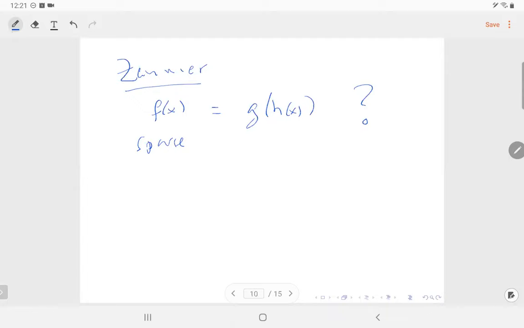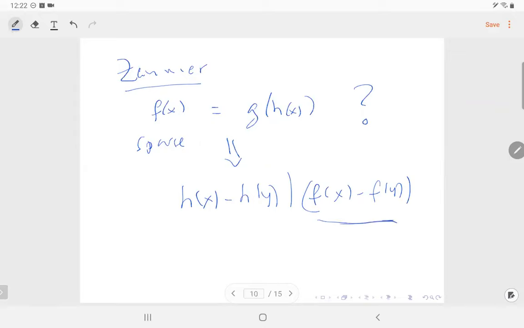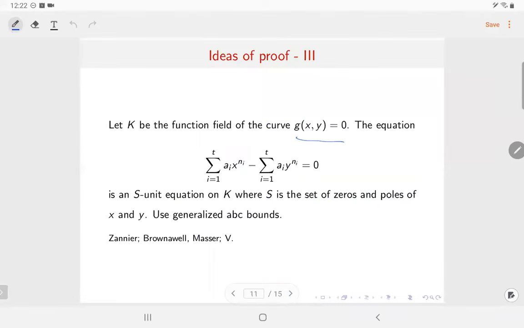And his observation was, well, if this is true, then h of x minus h of y divides f of x minus f of y. So just using the fact that a polynomial is a composition, if you have a polynomial in one variable that is a composition of two polynomials, then this polynomial in two variables, f of x minus f of y, has factors. And his idea was, how do I prevent that? How do I prove that a polynomial like this, f of x minus f of y, has no factors of small degree? And his idea was to look at a factor. So g is a factor. So g of x.